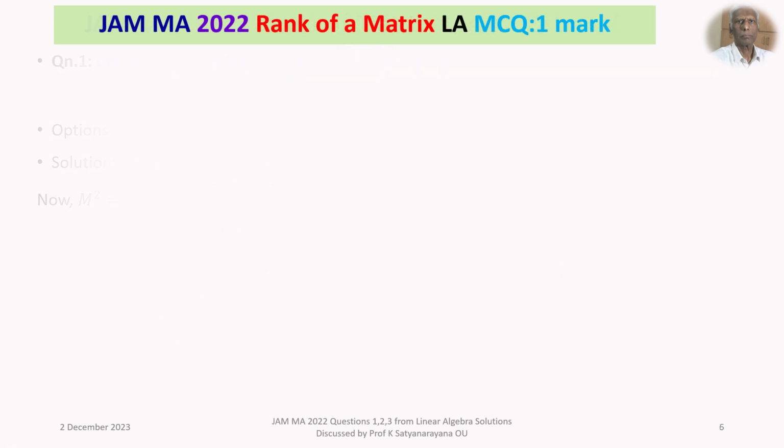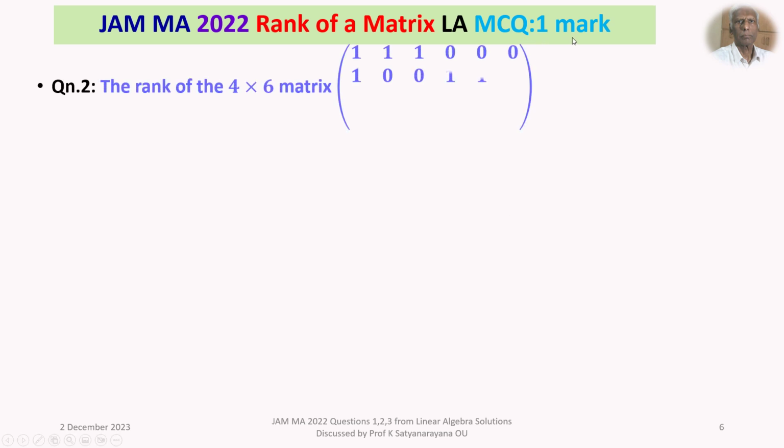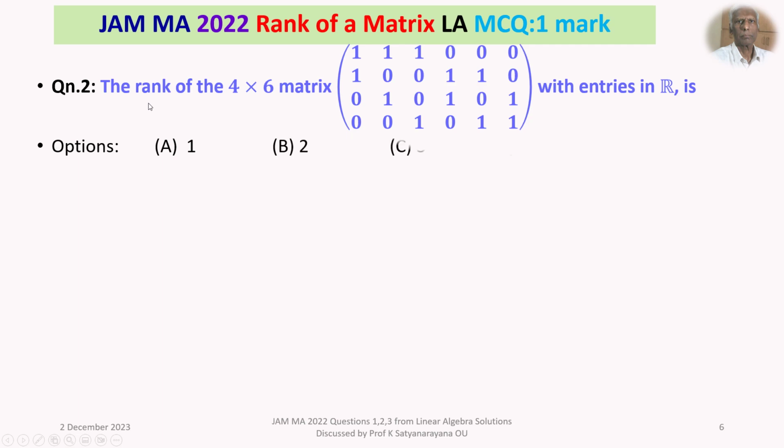We move to the second question. It's again a multiple choice question for 1 mark, and it is based on the concept of the rank of a matrix. The rank of a 4 by 6 matrix, this is the 4 by 6 matrix given with the entries in R is, the 4 options are here.